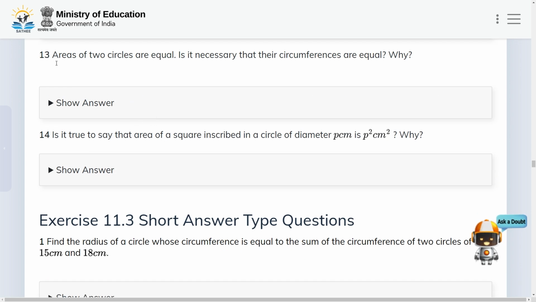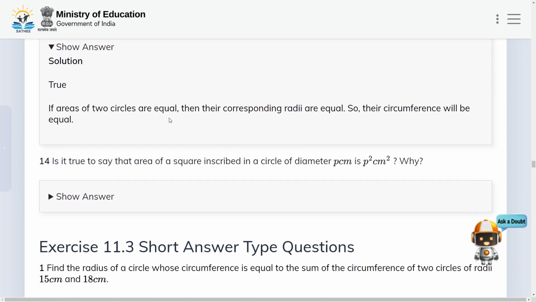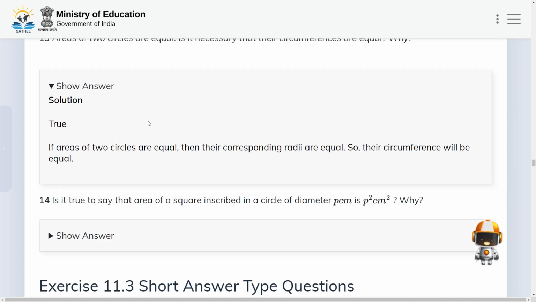And now let us move to question number 13. It says: the areas of two circles are equal. Is it necessary that their circumferences are equal? If the areas of two circles are equal, then their corresponding radii are equal, therefore their circumferences will be equal. So the statement is also true.